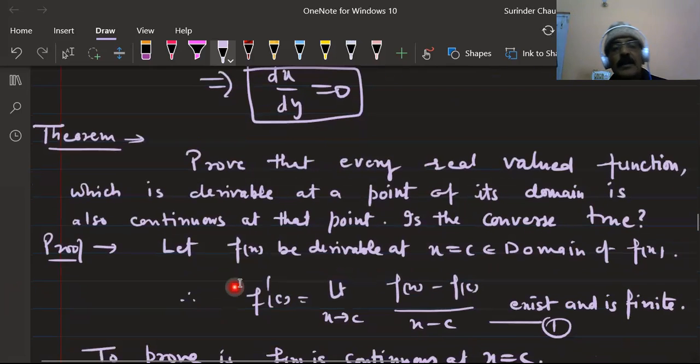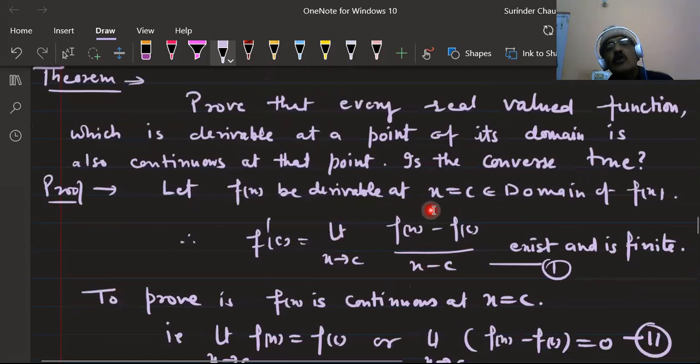Now let us take f(x) to be differentiable at c, in the domain of function f. Now we'll show that f(x) is continuous at x equals c. If f is differentiable, this implies f'(c) is equal to the limit as x goes to c of (f(x) minus f(c)) upon (x minus c), and this is finite. If f is differentiable at this point, the left hand derivative at c is equal to the right hand derivative at c, and both are equal to the value of f'(c).